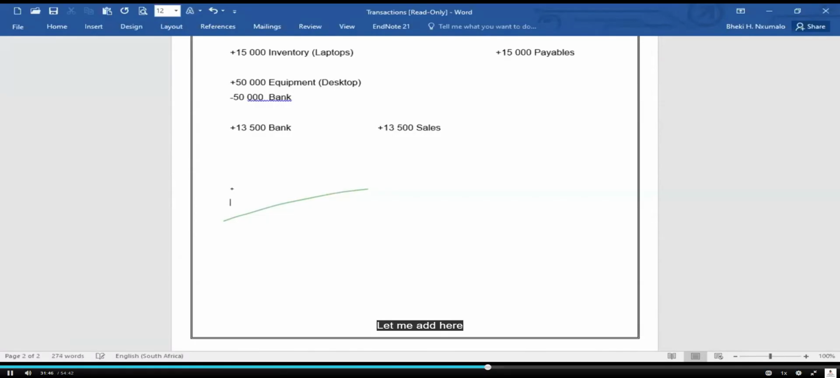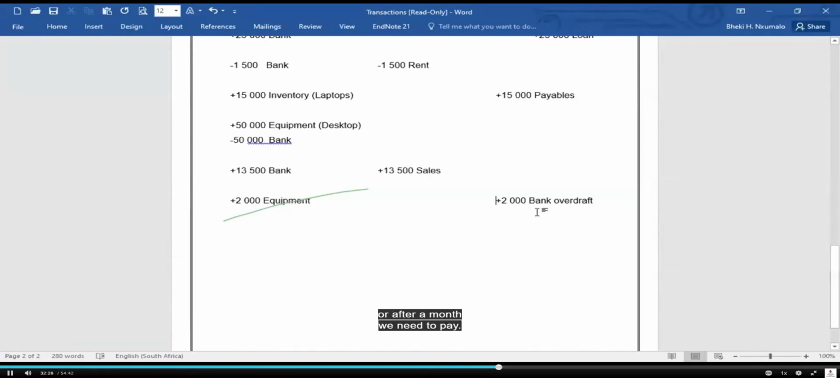He used unfavorable cash in the business. That means the bank overdraft, so there is a plus in the debt. In this case, let's say this is bank overdraft. Your bank overdraft, it's a current debt, must be settled within a period of a few days or after a month. You need to pay. So it's a bank overdraft because my account is not favorable.